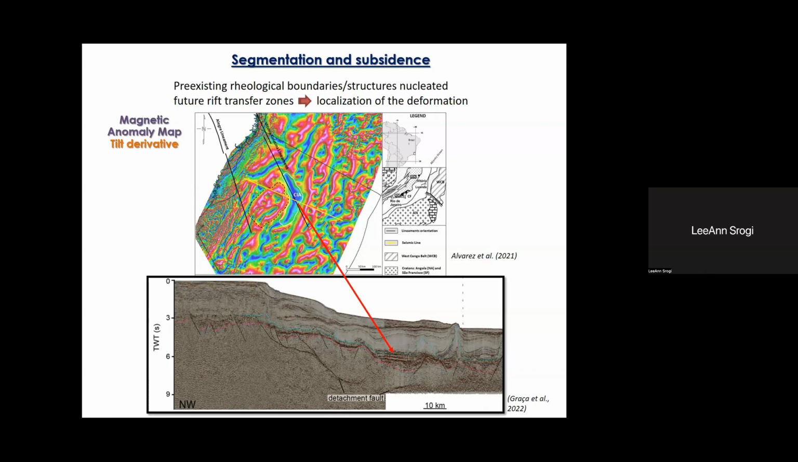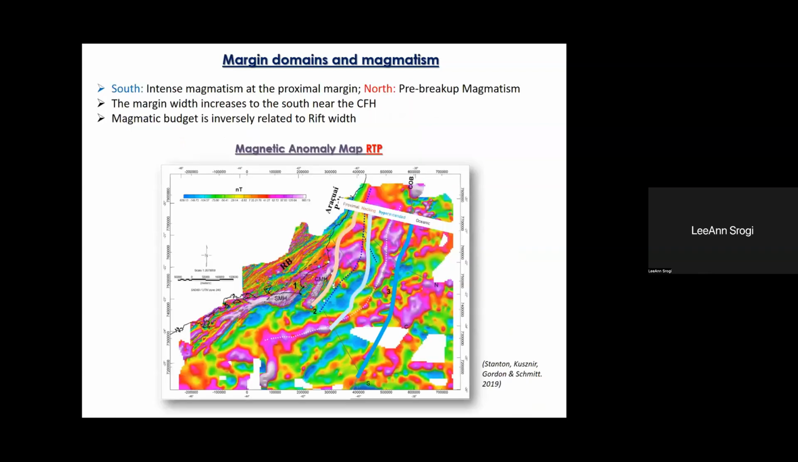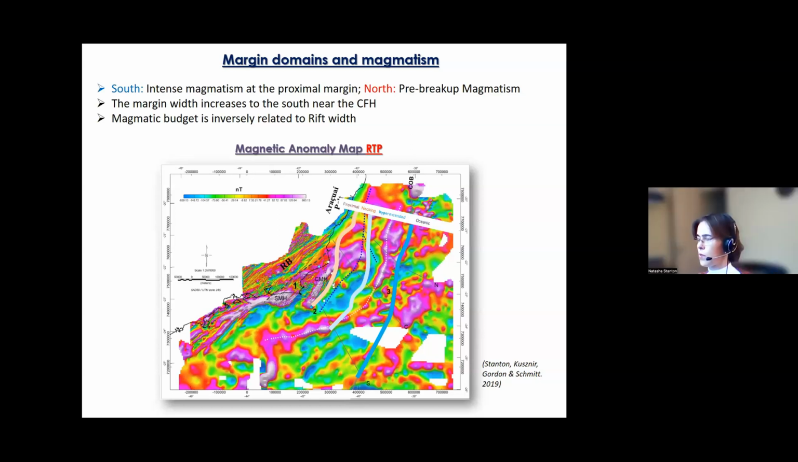I'm just wondering about the three domains, the proximal and hyperextended, the other domains, if they developed at the same time or if they developed over time. So I'm wondering if the magmatism was localized in time as well as space. Thank you. This was a great talk. Very interesting. Thank you. Yes, this is a very good question.